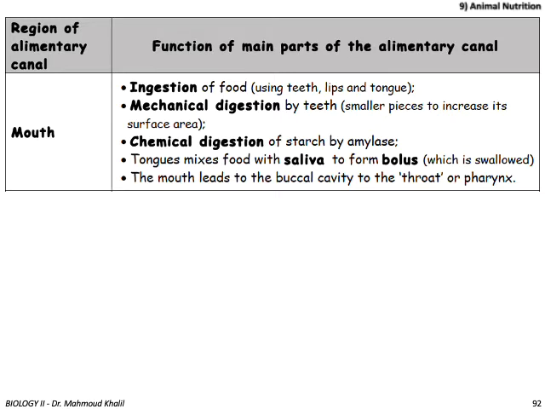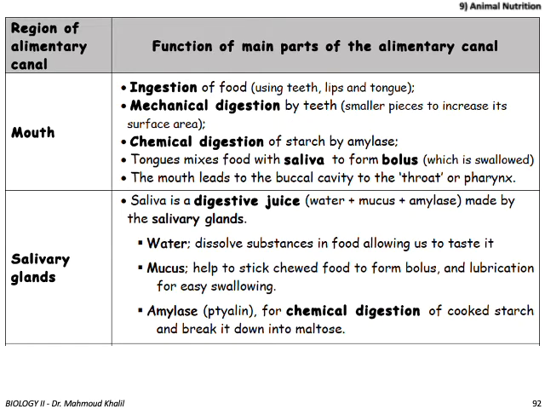The tongue is used to mix the saliva to form something called a bolus, which can be easily swallowed. Then the mouth leads to the buccal cavity and to the throat, or pharynx. The salivary gland, a digestive gland, forms a digestive juice made of water, mucus, and amylase.